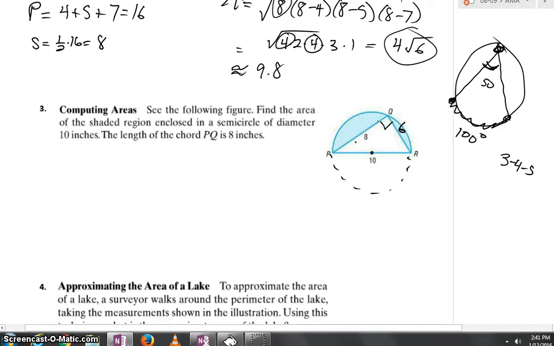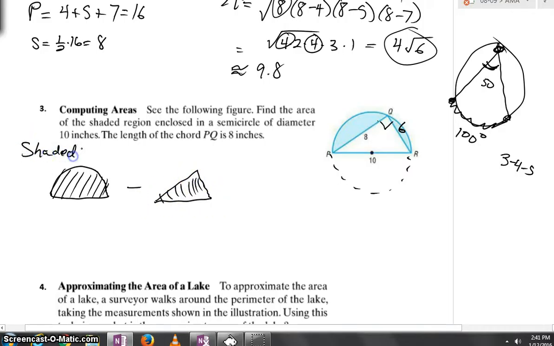How do you think we could find that? Area of a half circle minus the area of the triangle. And that's what your shaded area is going to be. Yeah, the whole thing minus what's been removed. Okay, so the area of a half circle is 1/2 pi r squared.